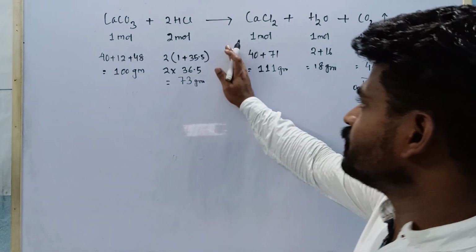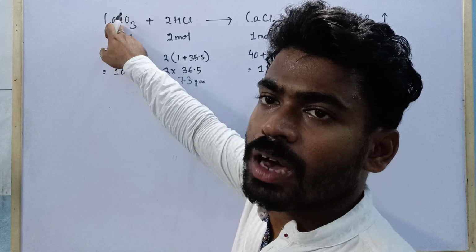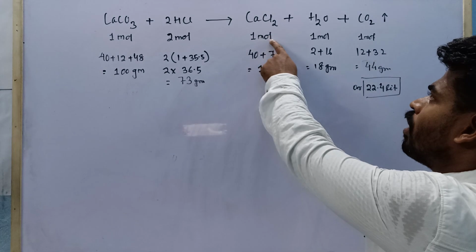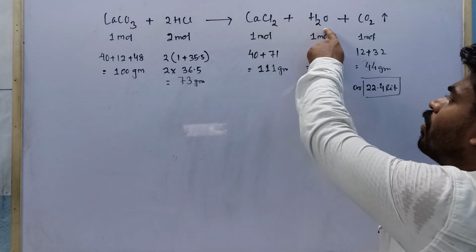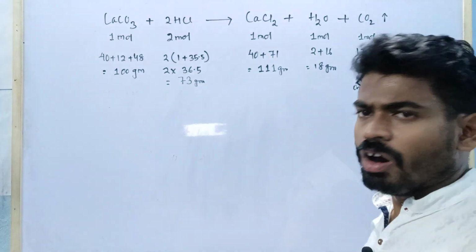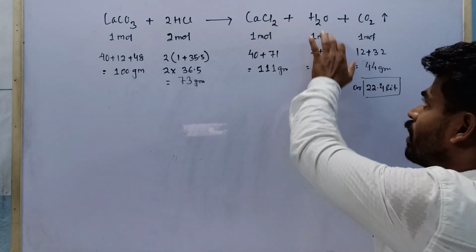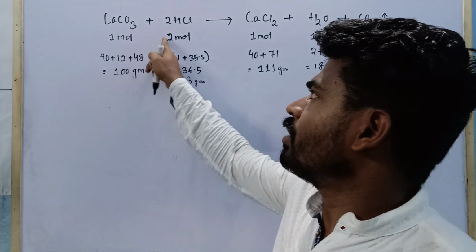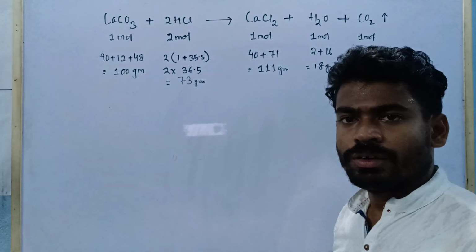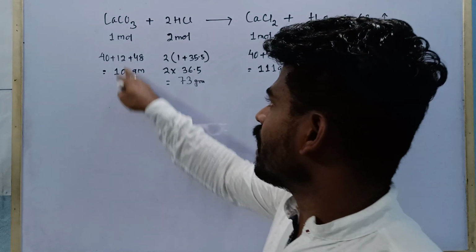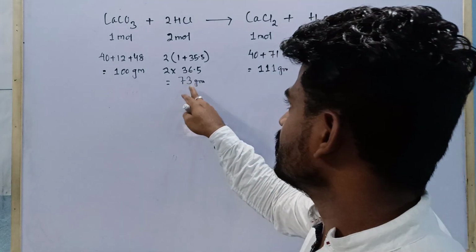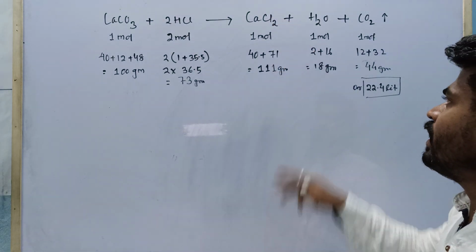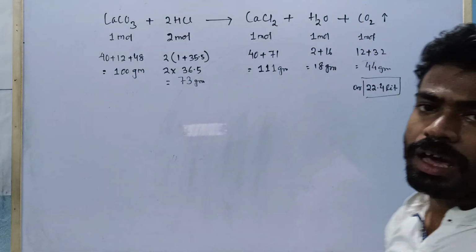Okay, so this means you can say 1 mole of calcium carbonate reacts with 2 moles of hydrochloric acid to give 1 mole of each calcium chloride, water and carbon dioxide. Okay, or more briefly you can say 1 mole of calcium chloride, 1 mole of water, 1 mole of carbon dioxide is obtained due to the reaction of 1 mole of calcium carbonate with 2 mole of hydrogen chloride. Okay, in terms of mass you can say 100 gram of calcium carbonate reacts with 73 gram of hydrochloric acid to give 111 gram of calcium chloride, 18 gram of water and 44 gram of carbon dioxide.